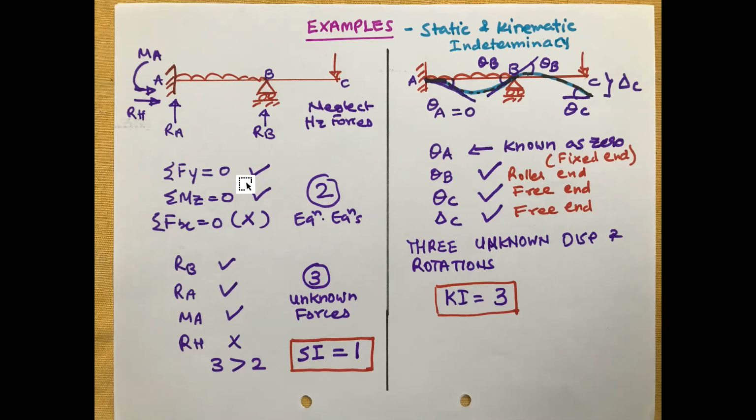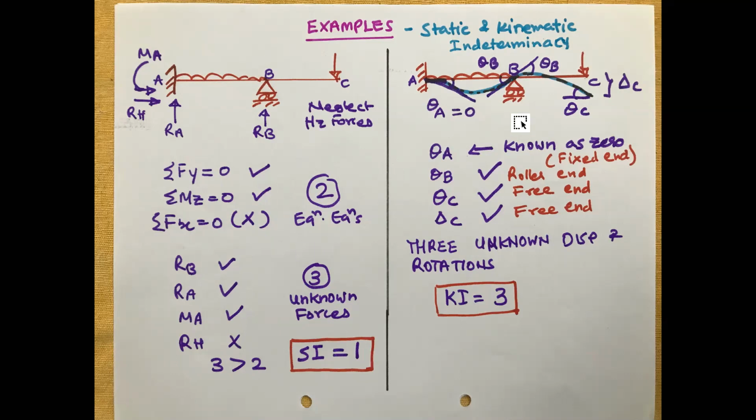So you know equilibrium equation. There are two equilibrium equations. This equilibrium is discarded and the number of unknown forces which are of interest are B, Ra, Ma. RH is neglected. So three unknown forces and two equilibrium equations. Static degree of indeterminacy: 3 is greater than 2. Static degree of indeterminacy is 1.